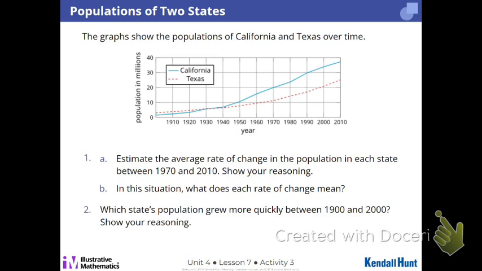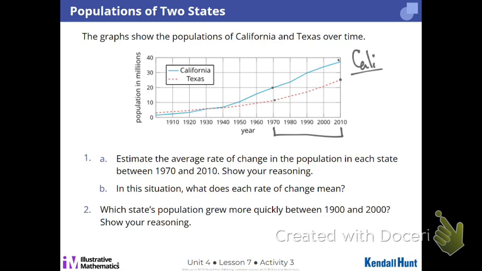So average rate of change between 1970 and 2000. For me, I'm going to write like this just to give myself a frame of reference. And I'm just going to put some dots on there. That's going to help me out. 2010. Oh, my bad. See, that's why you know that I did it wrong, because I communicated what I was doing. Okay. So let's work on Cali first.